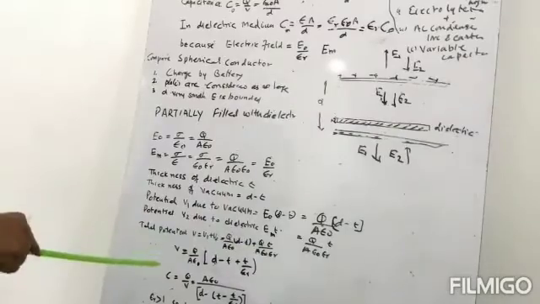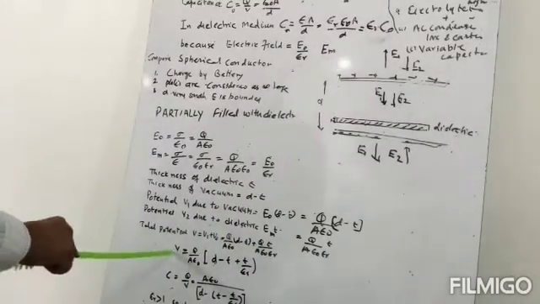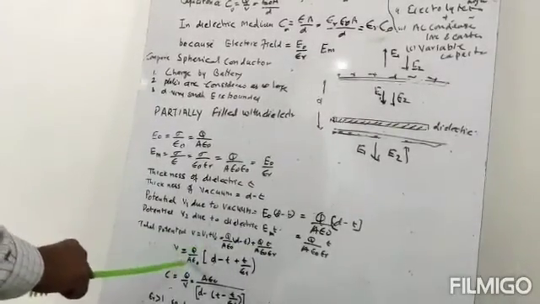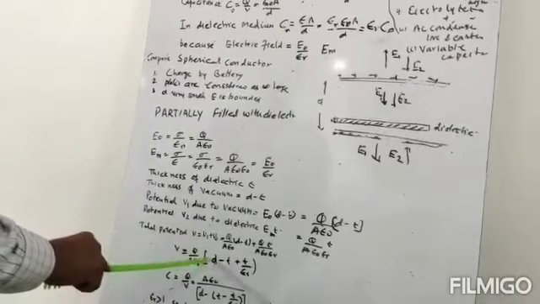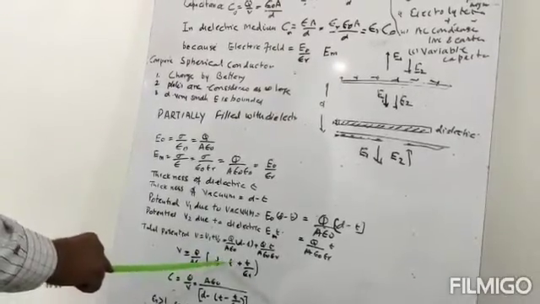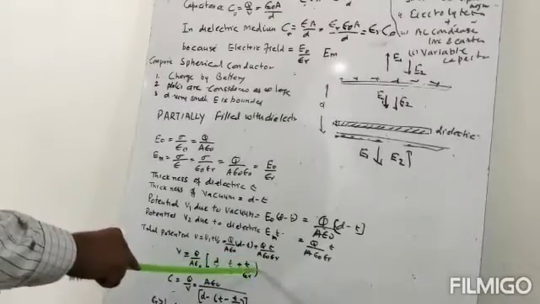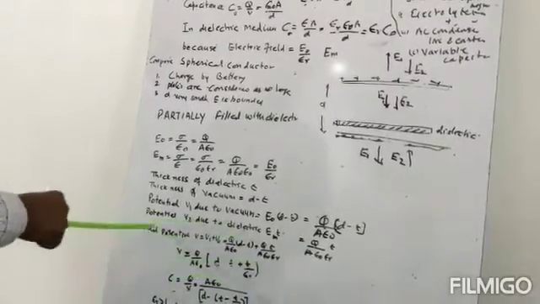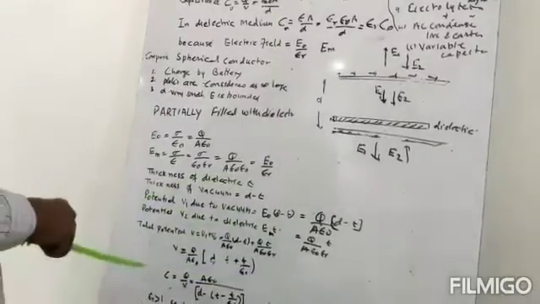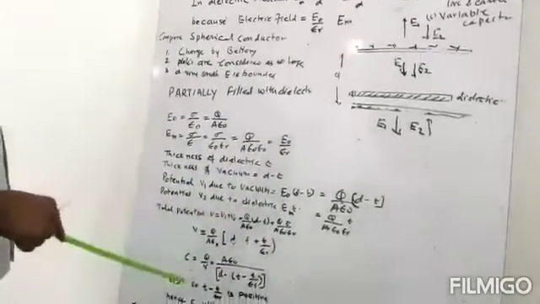The total potential of the sum of these two will be V = Q/(A ε0) times (d − t + t/εr). The first factor is for the air and the second factor is for the dielectric, t/εr. So we can find the capacitance. Capacitance is equal to Q by V.